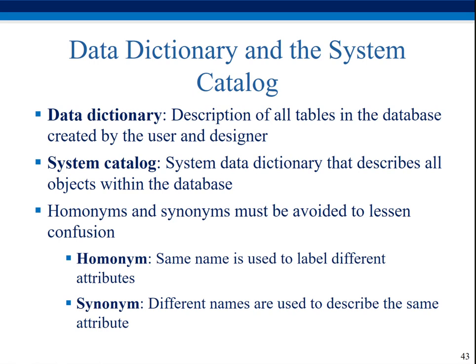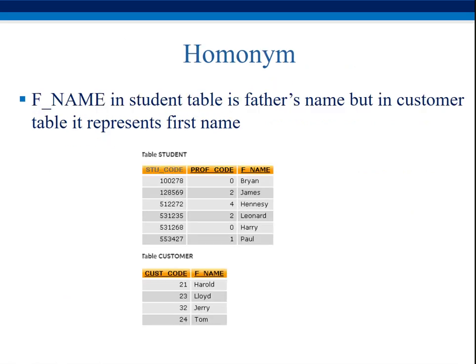Data dictionary is important. I want you to understand that. And it's just a description of all the tables in the database created by the user and the designer. You want to do that before you create the database in here. Homonym and synonym are basically the same thing as what you're used to in language, but they're very dangerous, and I'll show you in the slide over here.